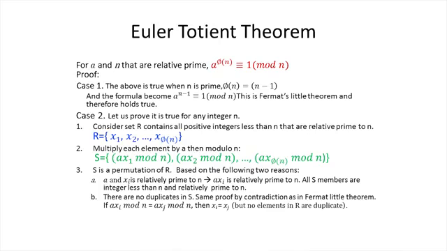Consider the set. Here the proof is very similar to how Leonhard proved the Fermat-Little theorem. Consider a set R that contains all the positive integers less than n that are relatively prime to n. So we have x subscript 1, x subscript 2, and so on until x subscript totient function of n. And we multiply each element by a, then take modulo n. The result is a set S.